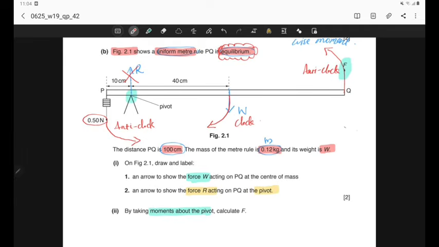So basically of the 3 forces, the 0.50 Newton at P and this unknown force F are causing anti-clockwise moment, whereas the weight is causing a clockwise moment. And as mass is given, you can calculate weight using the equation W is equal to mg. Mass of the meter rule is 0.12, times g, the gravitational constant, 10. So you will get 1.2 Newton, that is the weight.